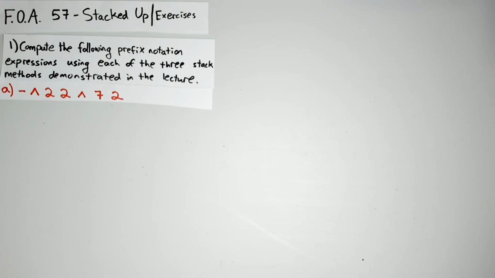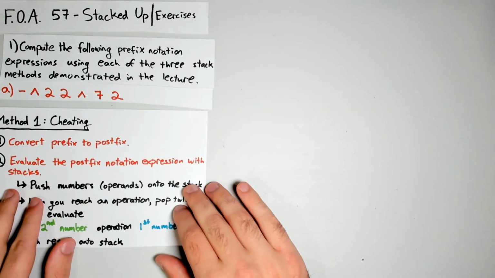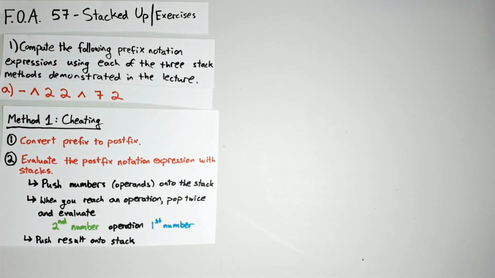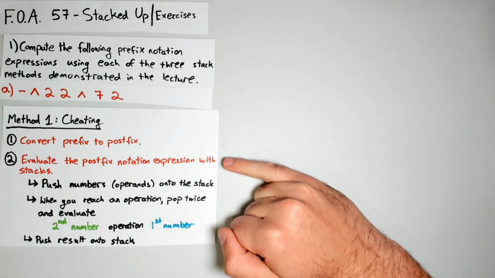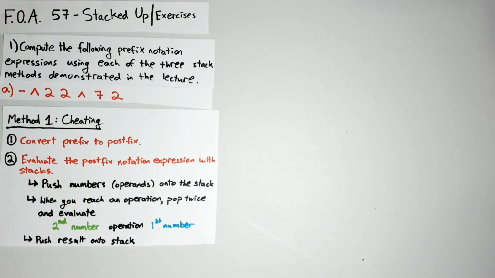And the first method we looked at was the cheating method. So let's just recall here what the cheating method is. The reason it was cheating is because we kind of took it out of the prefix context and we put it into postfix notation. And then we evaluated the postfix notation expression using stacks.